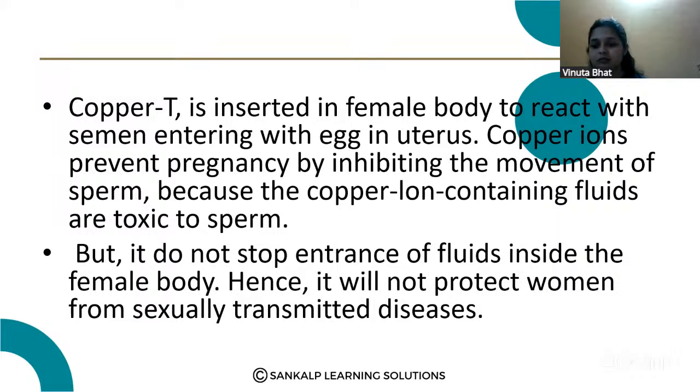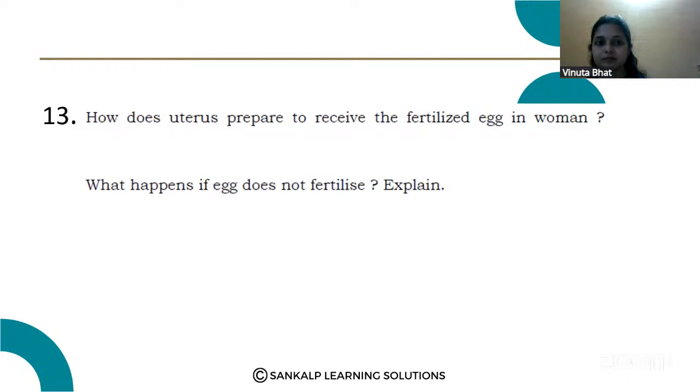Next question. How does the uterus prepare to receive the fertilized egg in woman? What happens if the egg does not fertilize? Explain. One of the important questions. This type of question is repeated in many question papers, like how the uterus gets ready to receive the fertilized egg, or about the placenta. So that is also a very important question.